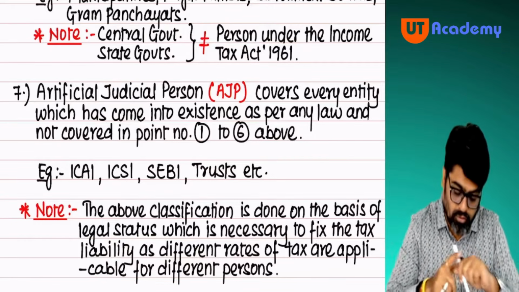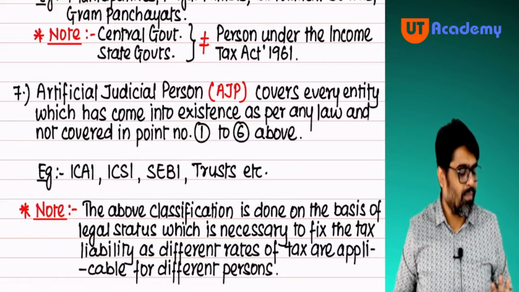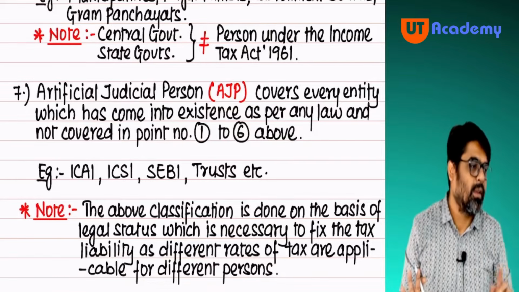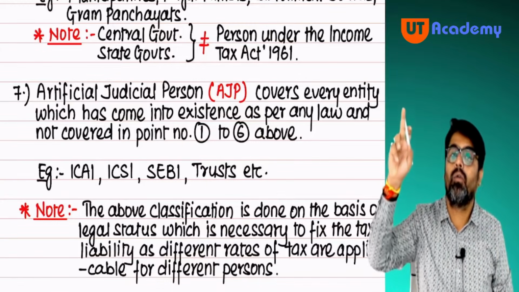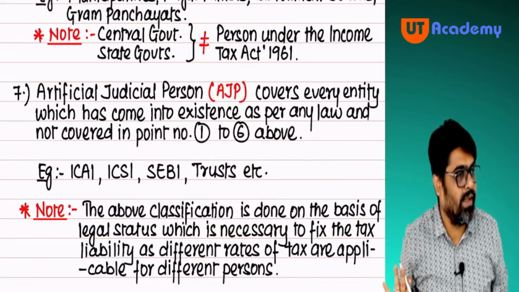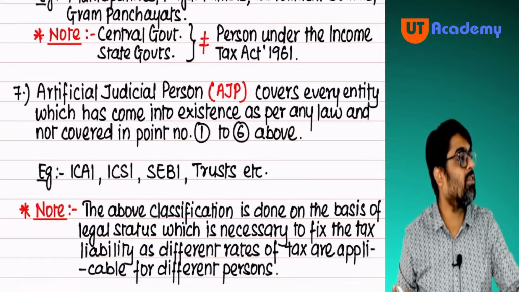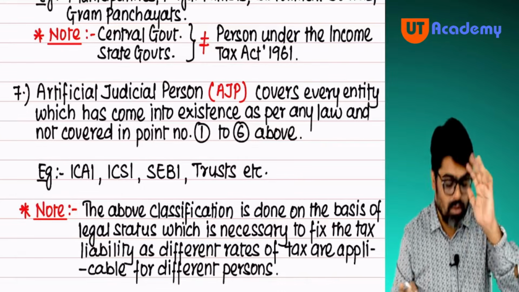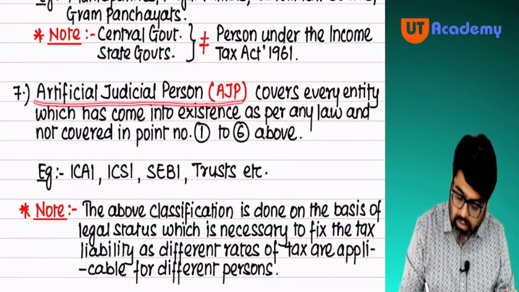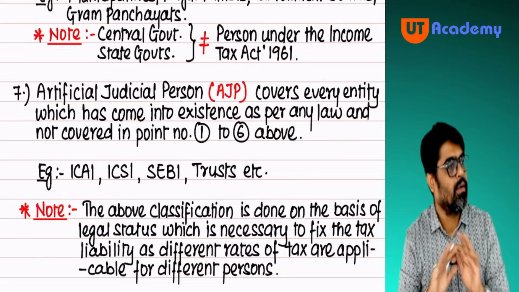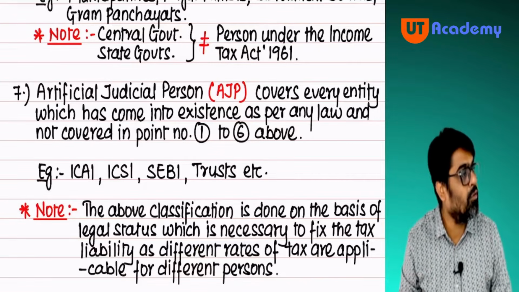Tell me. So understand one thing. You have to ask yourself: is this entity getting covered from point number 1 to point number 6? If the answer is no, and the entity is coming into existence because of operation of any law, then that entity will be known as artificial judicial person. Done? So this was the definition of person.